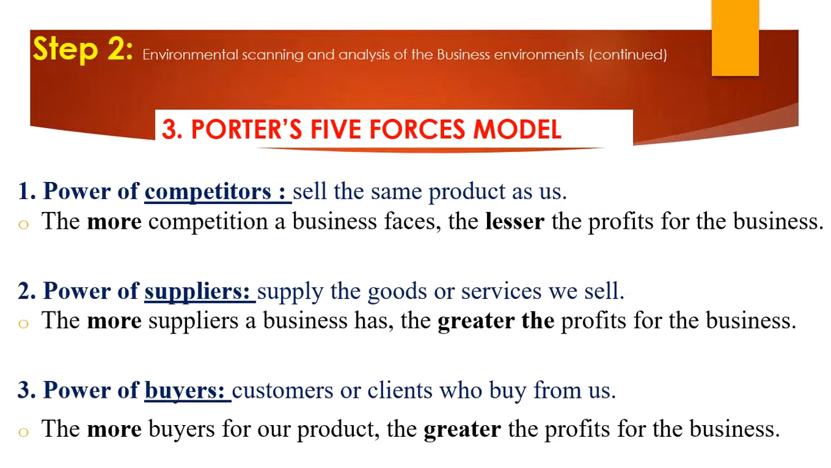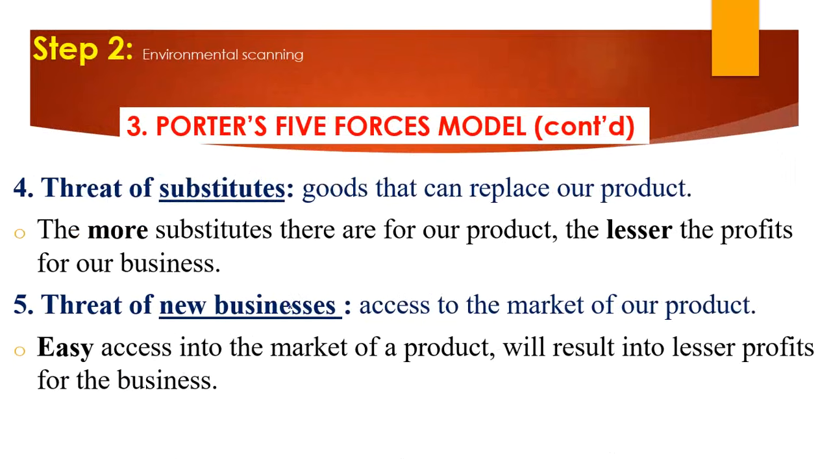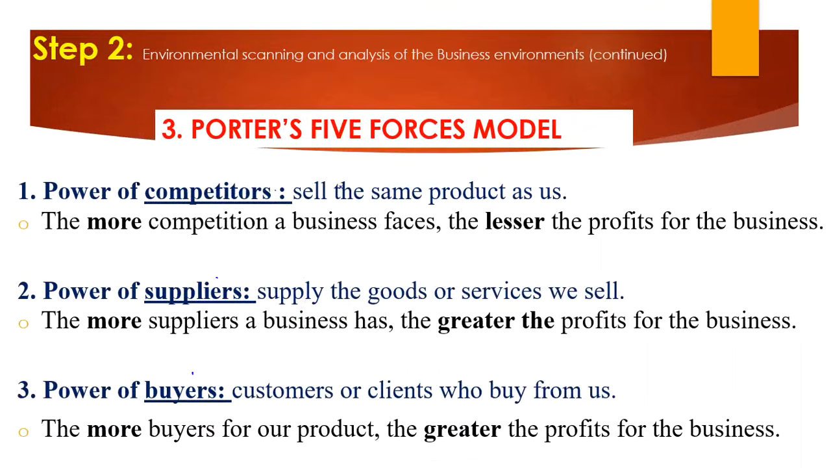Now the last part of the video, still under step 2, we're doing the environmental scanning. So now we're looking at the Porter's 5 forces model. Here we look at the power of competitors, the power of suppliers, the power of buyers, the threat of substitutes, and then the threat of new businesses. Let's start with number 1, power of competitors. Remember, competitors are those businesses that sell the same product as us. So the more competitors we have, the lesser the profits we will make, because there are more businesses in the market.